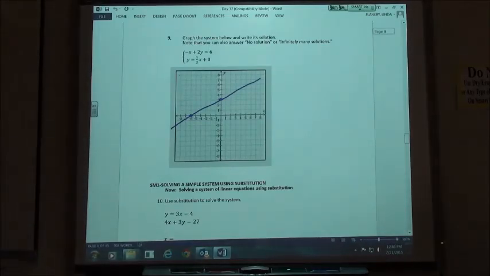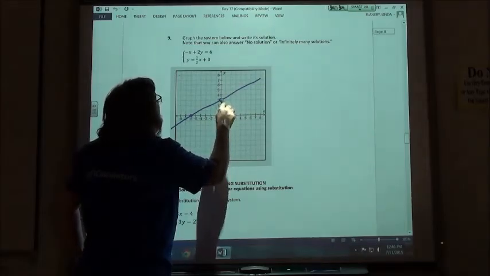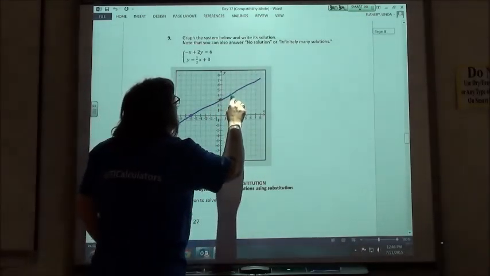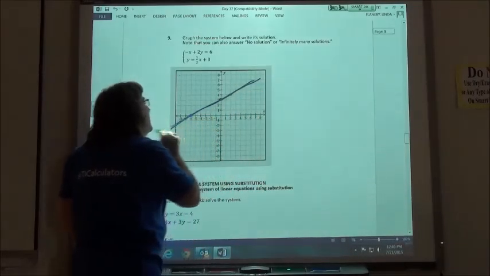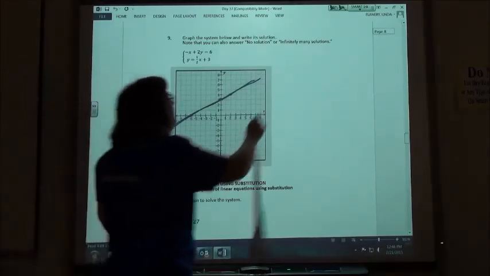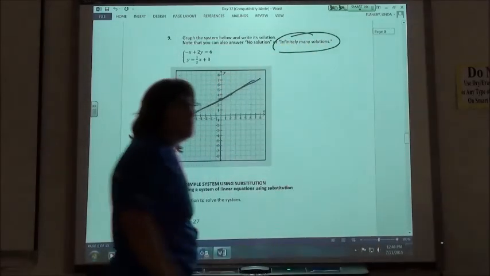The second one, my y-intercept is at 3. My slope is up 1 and over 2. And so if I connect my dots, I can see that my solution would be infinitely many solutions, since one line's right on top of the other line.